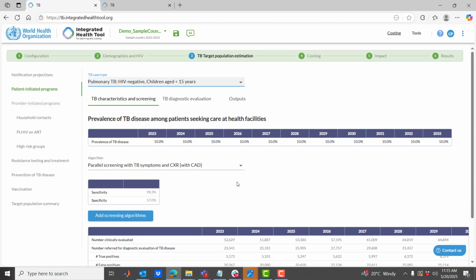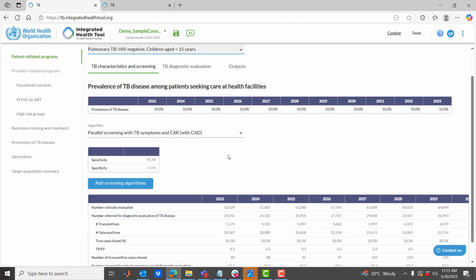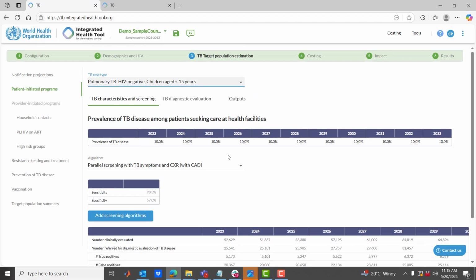One of the main differences relative to provider-initiated programs is that we do not define the population sizes as we do in provider-initiated groups. We do not have WHO data on the number of patients who are clinically evaluated by group. This number is estimated from the other inputs, namely TB prevalence, clinical and diagnostic evaluation sensitivity and specificity, and the total number diagnosed and notified. Therefore, patient-initiated patient groups have fewer tabs, namely 3 in total: TB characteristics and clinical evaluation, TB diagnostic evaluation and outputs.